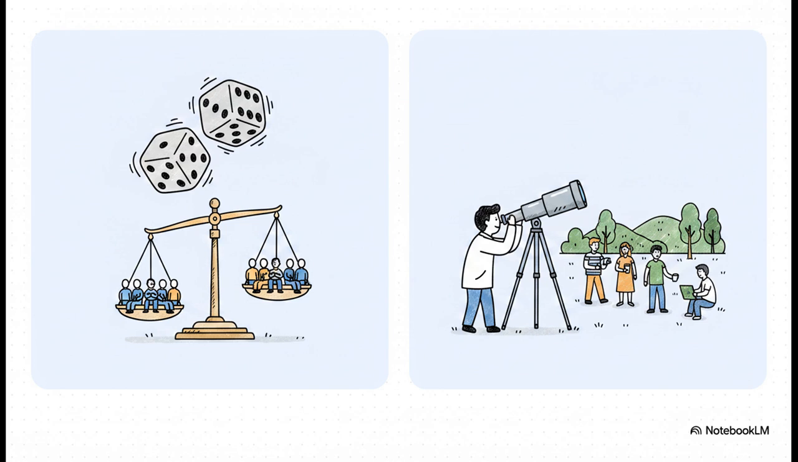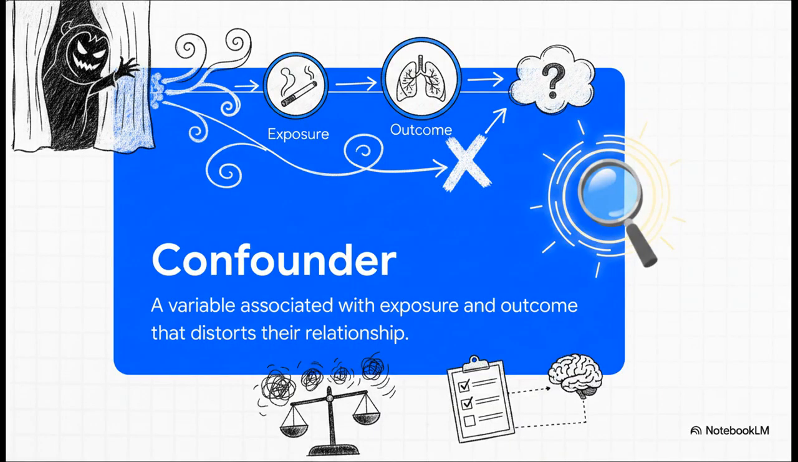That's exactly where observational studies step in. In these studies, researchers don't control the interventions at all. They just observe subjects in their natural, everyday state. But, and this is a big but, because we lack that magical randomization, doing the analysis requires incredible care. Now we absolutely have to introduce the ultimate villain of observational research, the confounder. A confounder is basically a hidden variable that's associated with both the exposure and the outcome. And if you are not careful, it will completely distort the relationship you're trying to study.